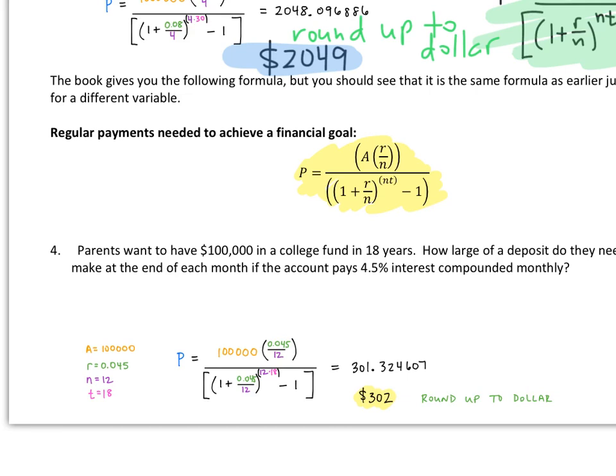Okay, so hopefully you were able to pick apart the pieces. The future value is 100,000. R is 0.045. N, it's compounded monthly, and it's sitting in that account for 18 years. So you throw it into the formula up above. Be very careful with parentheses. Throw it into the calculator, and we always round up to the nearest dollar. So at the end of the day, each month, our parents should deposit $302 into that account.